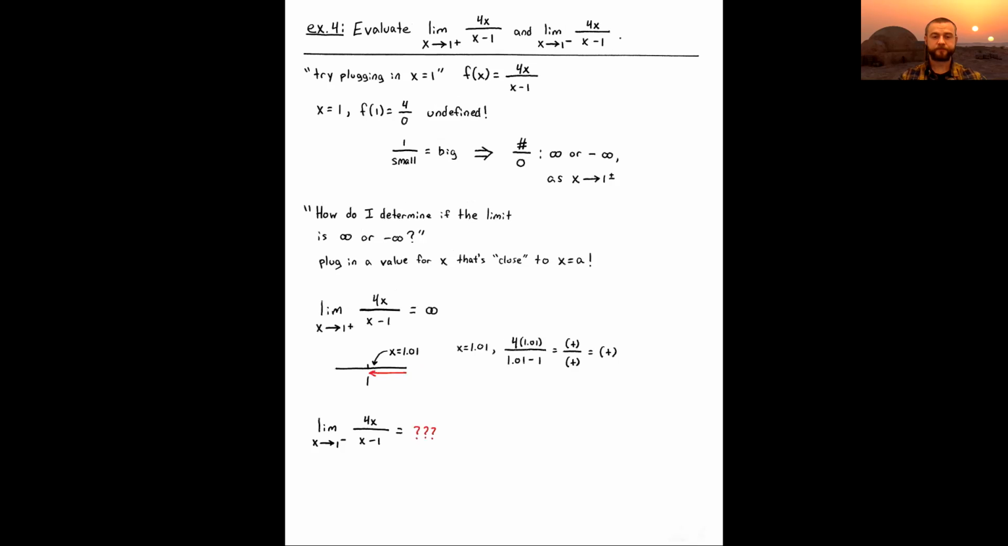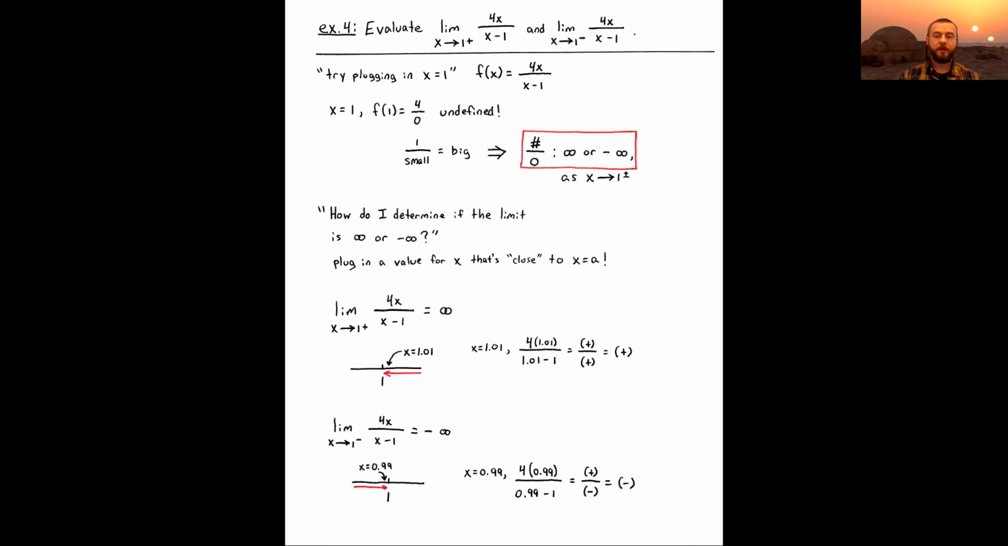All right, let's go through this. Now again, we're suspecting that our limit is going to be positive or negative infinity. So we're going to try to determine which sign for the infinity we want, positive or negative. And when we're doing a limit to the left of 1, we're going to want to use a value for x that is less than 1, just to the left. So let's say x equals 0.99. That seems to be sufficiently close to 1 on the left.